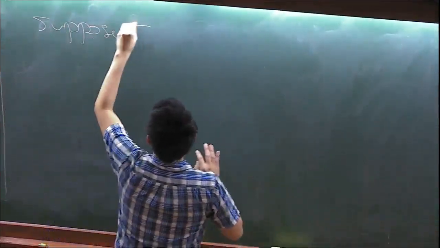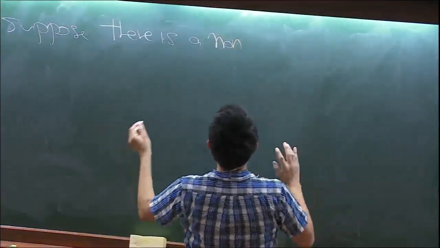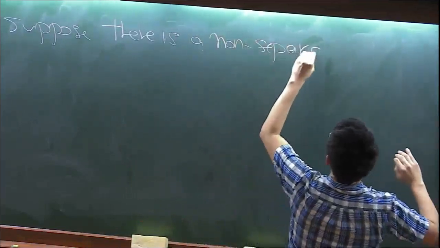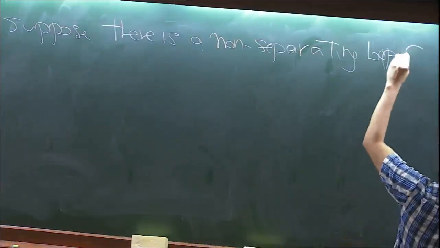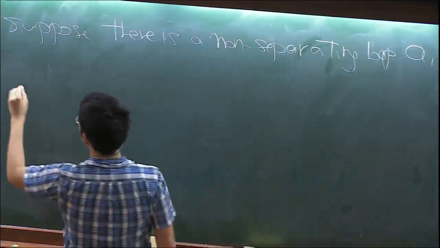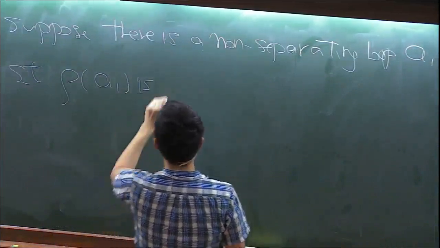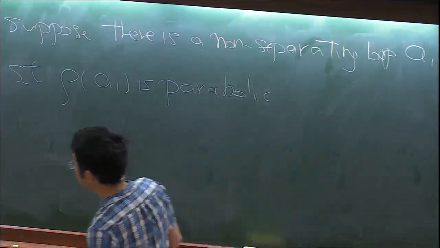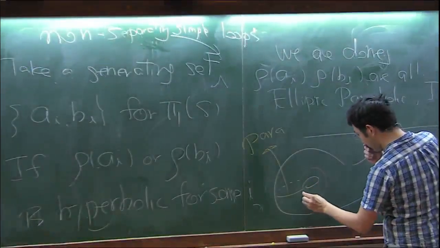So suppose we can find a non-separating loop such that rho of its holonomy is parabolic. And then I take a generating set like this.